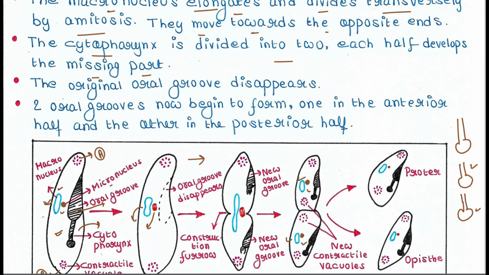The original oral groove disappears. So here is the oral groove. You can see that it is disappearing here. You can see that the oral groove disappears here. Now two oral grooves begin to form, one in the anterior half and the other in the posterior half. So a new oral groove will be formed now. One in this part, that is in the anterior part, and the other in this part, that is the posterior part. So one new oral groove will be formed in the anterior part and one new oral groove will be formed in the posterior half.